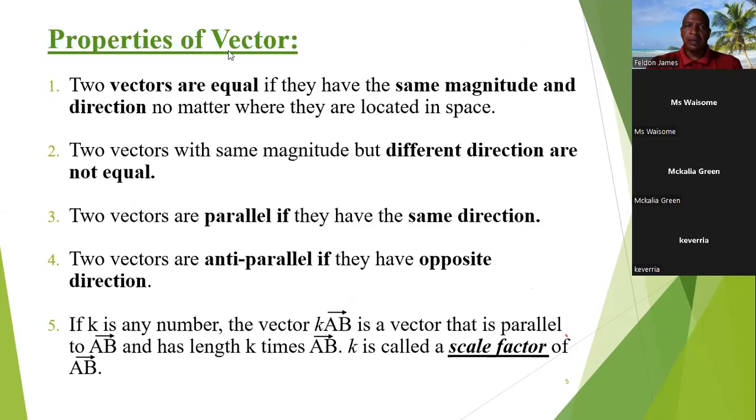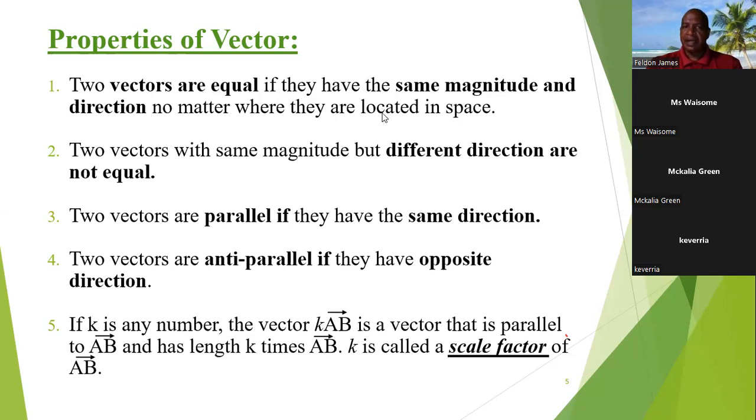Now, properties of vectors. Two vectors are equal if they have the same magnitude, and let's think of magnitude as the length, and the same direction. So two vectors are equal if they have the same length and direction.